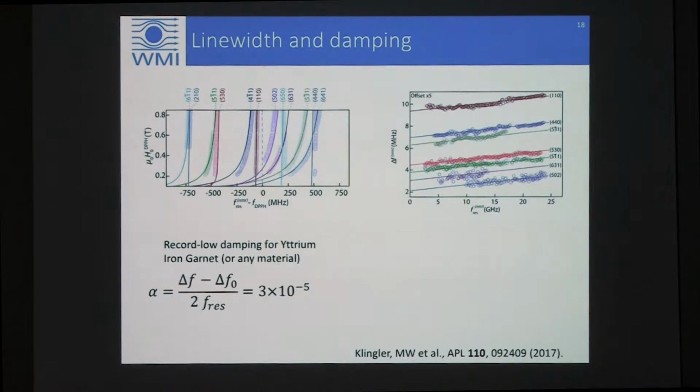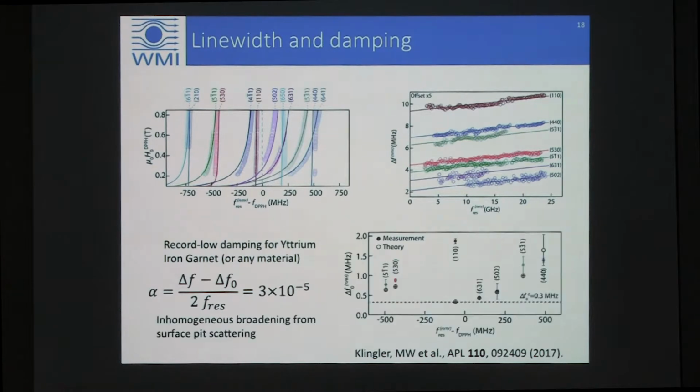So meaning the Gilbert damping is really independent of mode number, and this data here tells you that the Gilbert damping for our sphere is 3 times 10 to the minus 5, which is actually the lowest number ever seen on any magnetically ordered material, which is very nice, right?